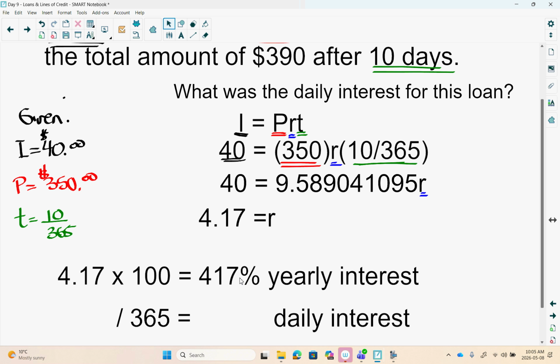Now, that's the annual interest rate. How would you figure out what it is daily? Divide it by 365, and that gives me 1.14% daily. Now, 1.14% daily doesn't seem like a lot.